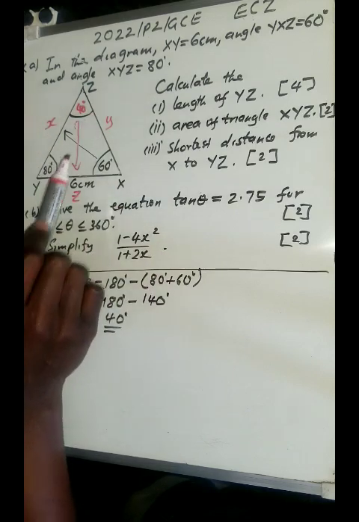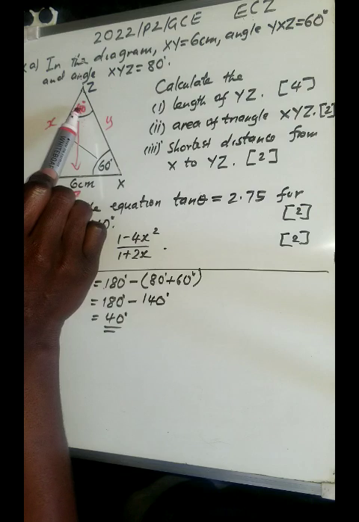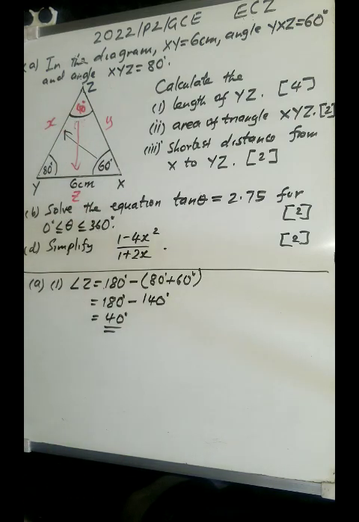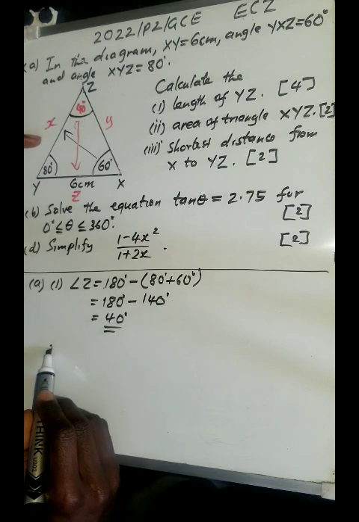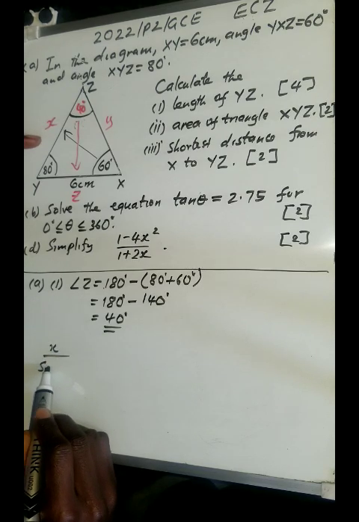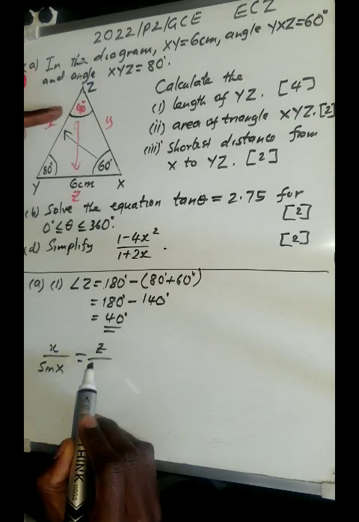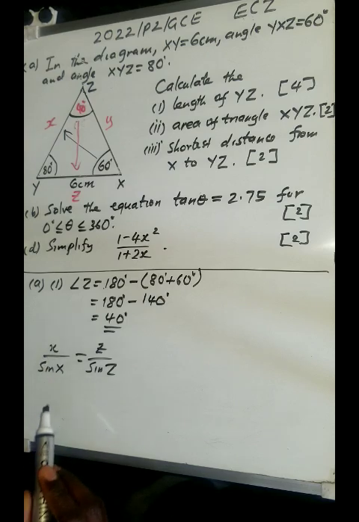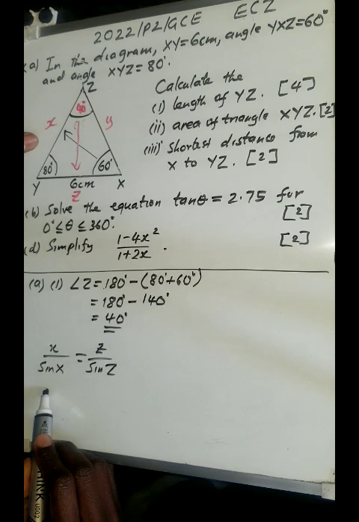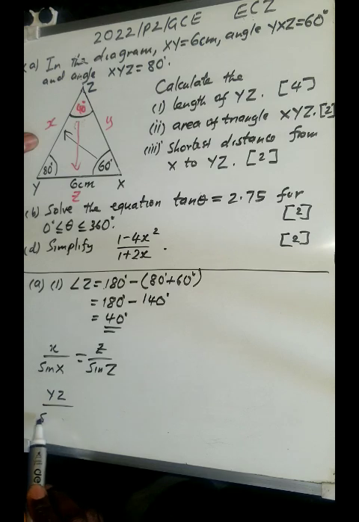The angle that you needed to use is Z, because they gave you the side and you can find that angle there. So therefore my formula now to calculate the length of YZ, remember YZ is represented by X, therefore it will be X over sine X is equal to, I'll use Z over sine of Z. So what is my X there? It is representing YZ, which they want us to find, over sine X.